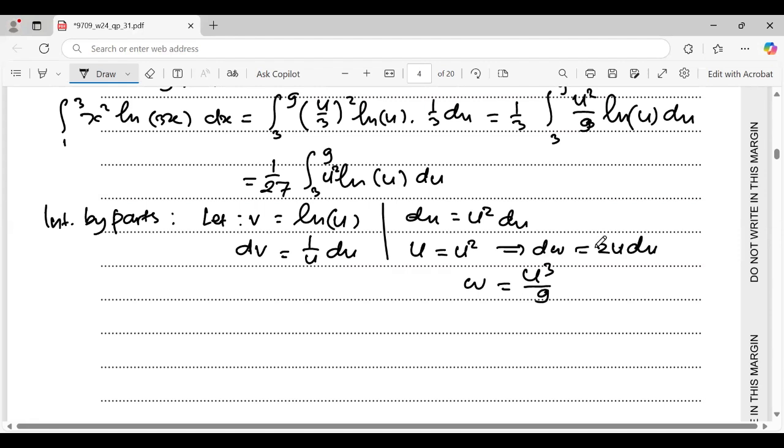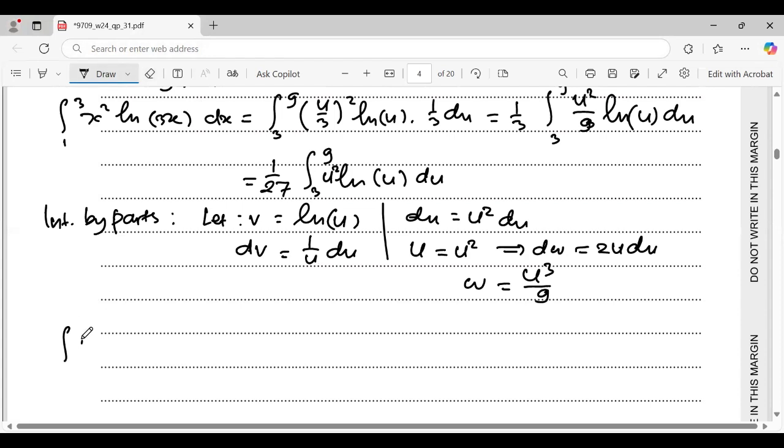If integral du, it becomes this one. Okay. Let's continue, and after that, apply integration by parts based on this information.